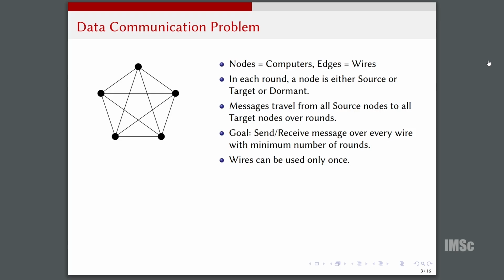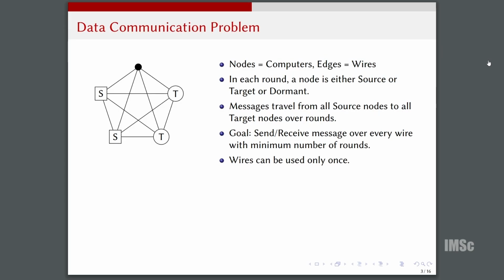So imagine a network. The nodes are computers, wires are edges, and you can think of it as a game. In every round, we'll label a vertex or a computer as source or target or dormant node, and messages travel only from source nodes to the target nodes over multiple rounds. So no messages between two sources and no messages between two targets. The goal is that, with the minimum number of rounds, we want to send and receive messages over every wire, with the condition that every wire is used only once.